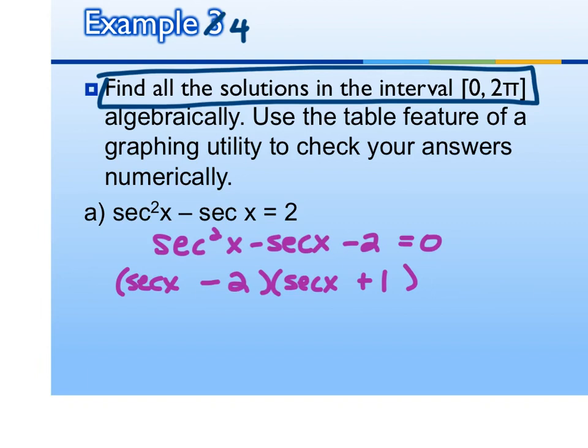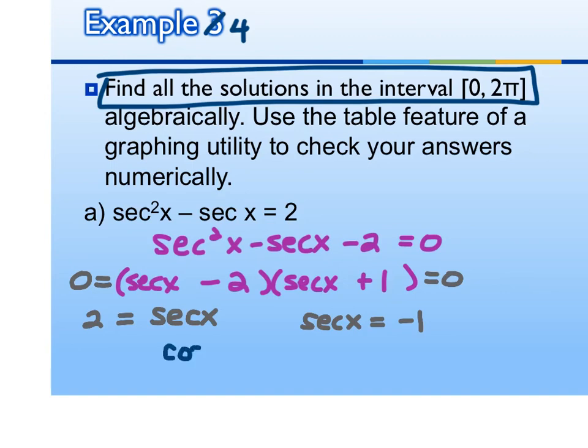Now if either of these are 0, the whole equation is 0, so I set them each equal to 0 and solve it. This is secant of x equals positive 2, and secant of x equals negative 1. Now secant is not on my unit circle, but its reciprocal, which is cosine, is. So I'm going to rewrite as the reciprocal and then flip: 2 over 1 becomes 1 over 2. Rewrite as the reciprocal, flip negative 1, and it's still negative 1.